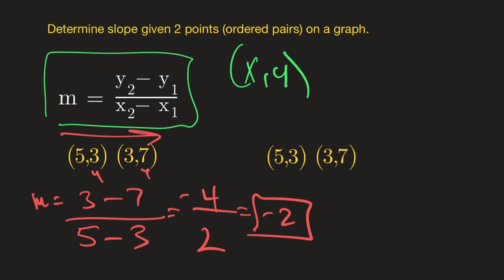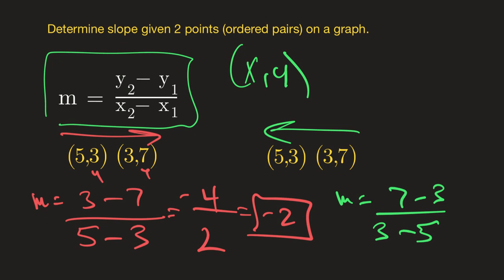Okay? Now, I'm going to work the same problem, except this time, I'm going to subtract the other direction. I'm going to go right to left. So over here, we're going to go 7 minus 3. There's my two y values again. And on the bottom, we're going to go 3 minus 5. It doesn't matter which way you subtract. Just do it the same for both. 7 minus 3 is 4. 3 minus 5 is negative 2.